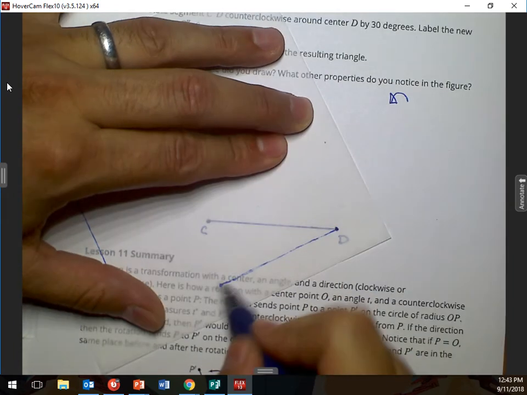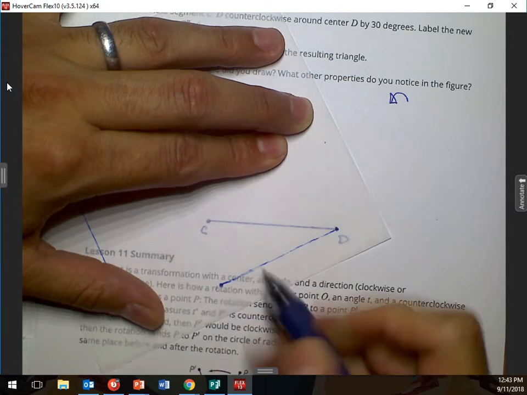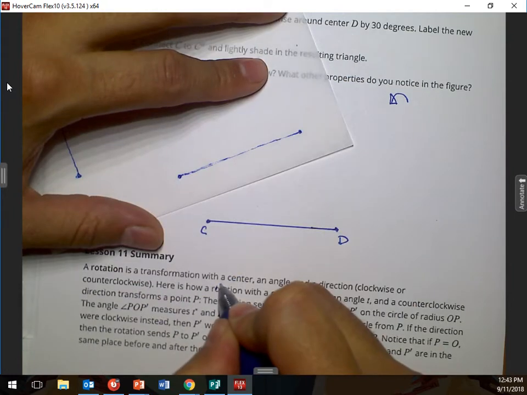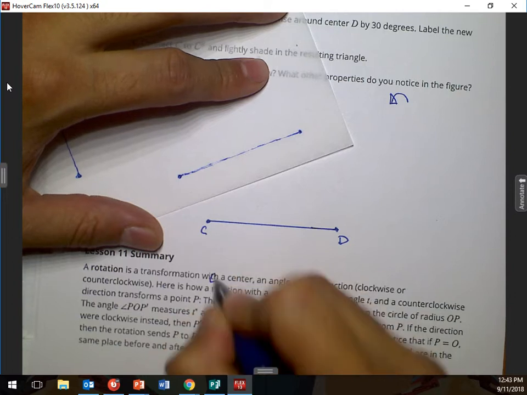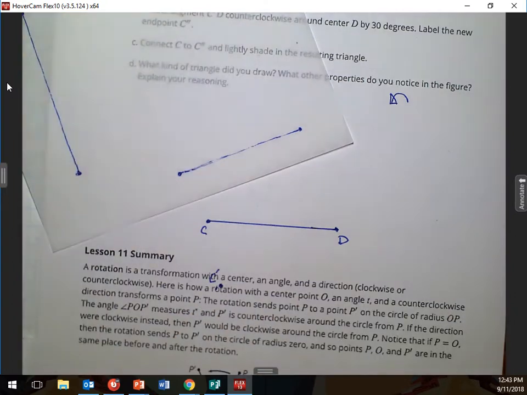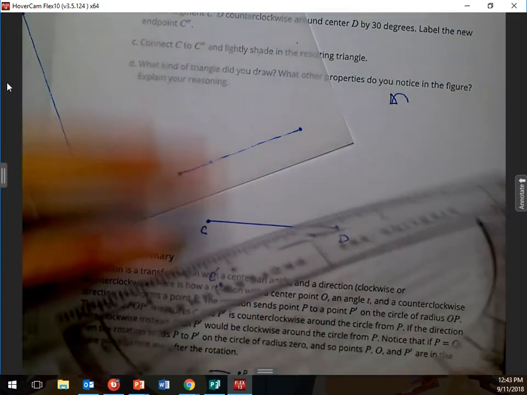Right there, and it's a little bit closer than my other one, so it should be right there. And I'm going to label that one C prime. Yes, it goes into my other one, but you know what?